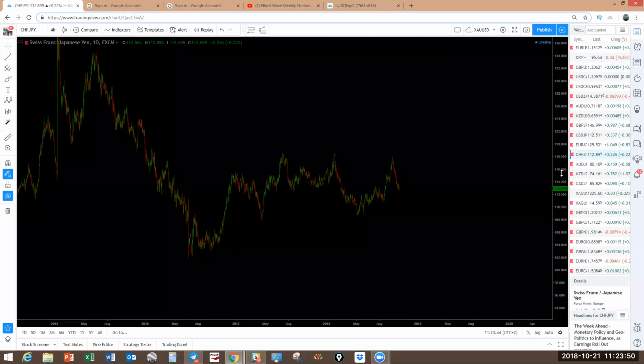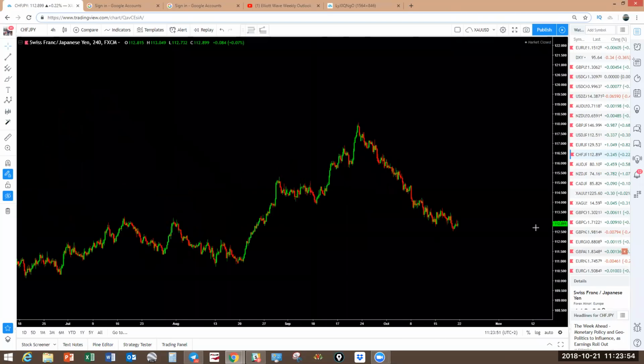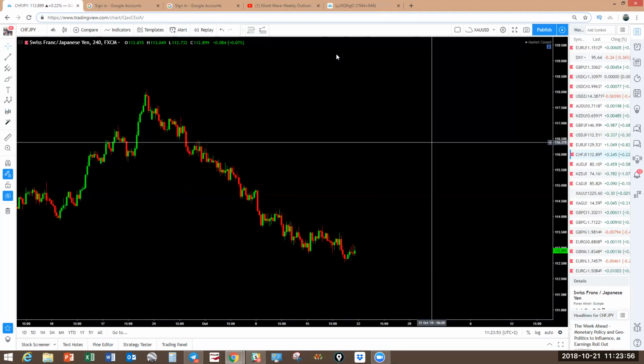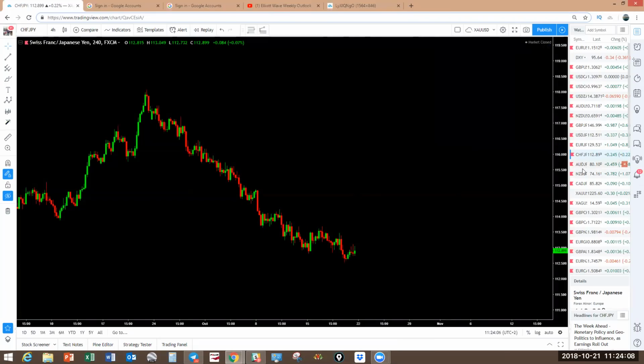Right, so 4 hours showing that we may get a break to the upside as well. Okay, we may already have started here. Correction. We'll look for this to reverse. This may still just be a three-wave move, and we get that move to the downside. So premature to look at this one. That's CHFJPY.